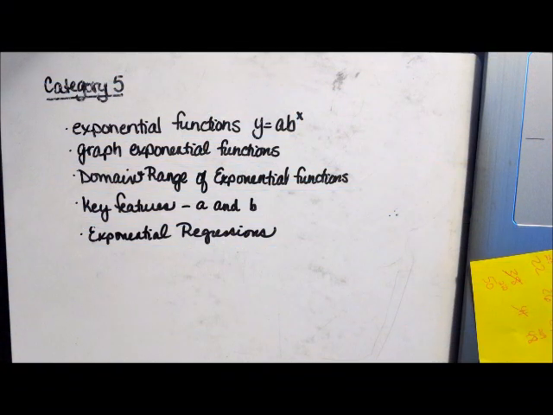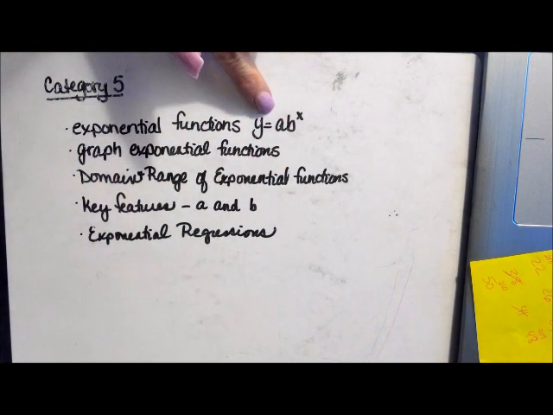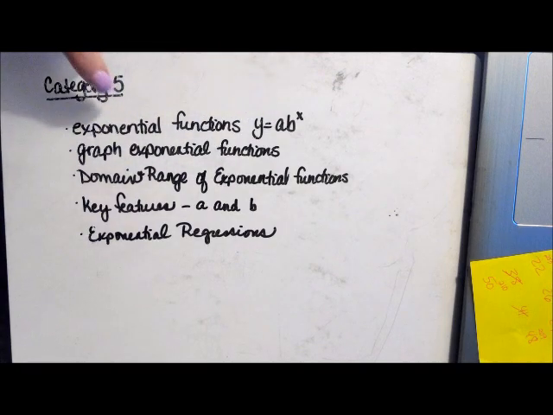Let's recap category 5. Category 5 is one of our short categories. It's exponential functions, y equals ab to the x power. We're going to graph them, look at the domain and range, and look at key features, including the a and b value and what those represent. And we're going to look at exponential regressions. So category 5, exponential functions.